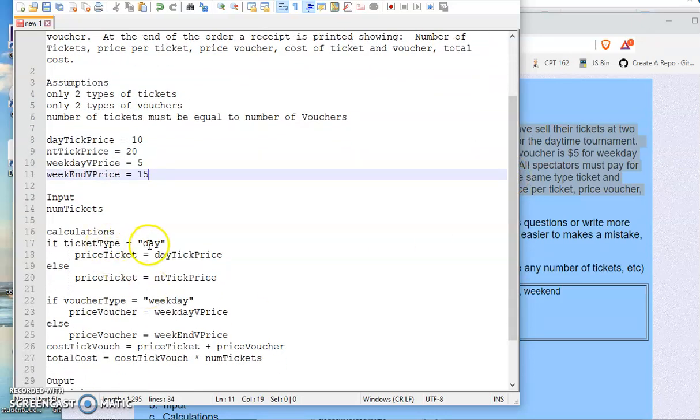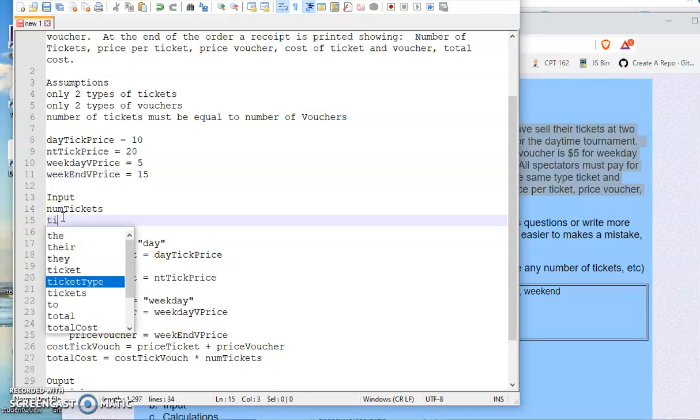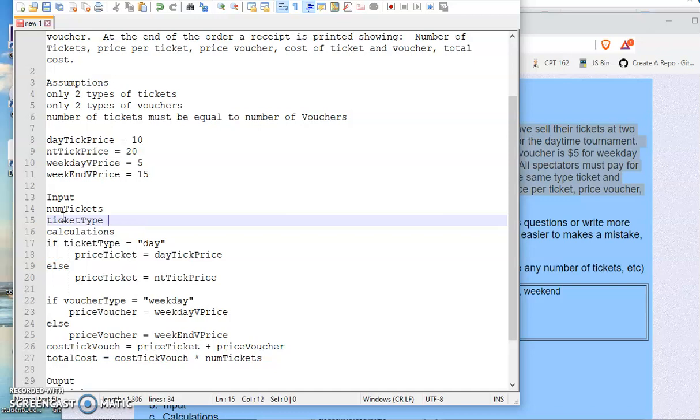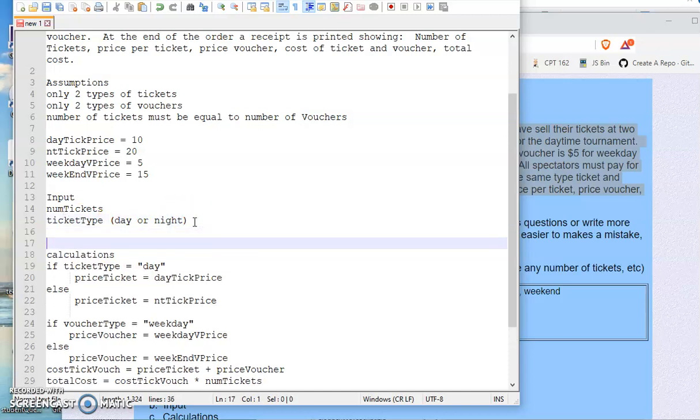So type ticket equals day. Someone has to tell me what type of ticket it is. So I have to go down here and say ticket type. That's an input. But I'm going to do something special, and that is in parentheses, I'm going to put day or night. And that's because that's the only 2 things they can type in. So I want to make sure that my question is going to be that way. It's going to say, is this a day or night ticket? I'm not going to say ticket type question mark because they can type in anything.